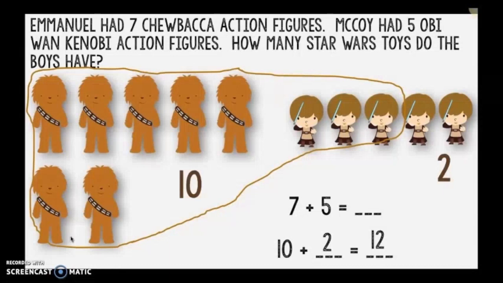I could check that math by saying 7 and counting on 5. 7, 8, 9, 10, 11, 12. Yep, A++ for me. Wow, you rock star. You're doing so well. I'm super proud of you. I'm glad these Star Wars friends came to help us because this made it really fun.